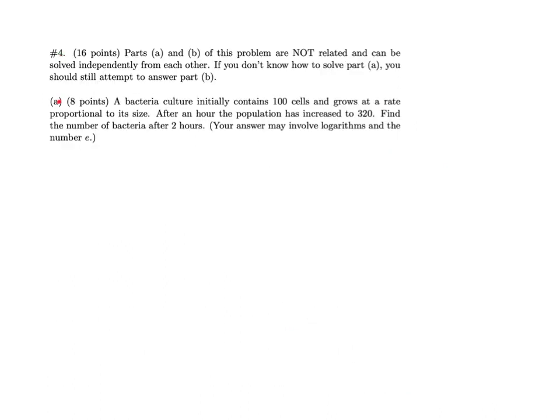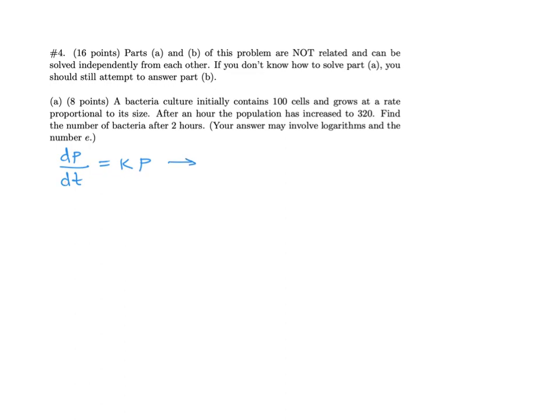In question 4, part A, we are told a bacteria culture initially contains 100 cells and grows at a rate proportional to its size. So first, this language, grows at a rate proportional to its size, means if P represents the population, the rate at which the population grows is a constant times the size of the population. So growing proportional to its size.